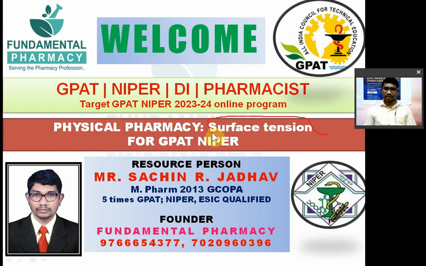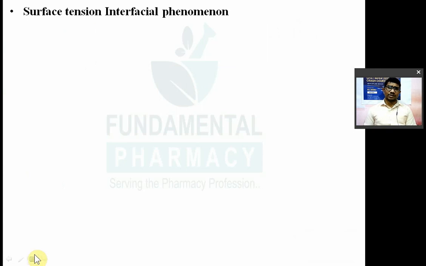Now this chapter I'm going to discuss two times. Today I will discuss the chapter from the GPAT point of view. Tomorrow I will take the thorough chapter from your book, so tomorrow I will explain all the things thoroughly. Today, only what is important for GPAT will be discussed here. Right? So first of all, what do you mean by surface and what do you mean by interface?